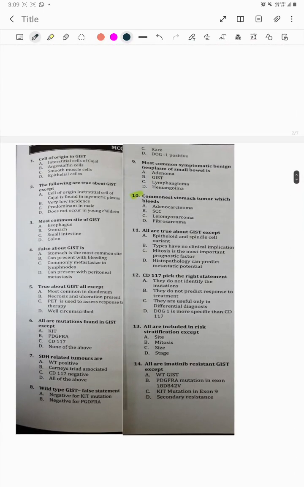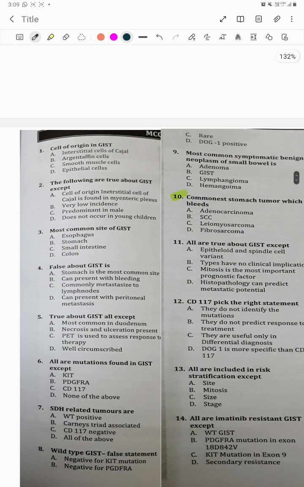So let us see some other questions related to your GIST. The cell of origin in GIST is interstitial cells of Cajal. The following are true about GIST except: the cell of origin is interstitial cells found in the myenteric plexus, very low incidence, predominantly in male, does not occur in young children. So they asked which is the exception. Young children it can occur when it is an SDH mutation. Predominantly in male, yes, true.